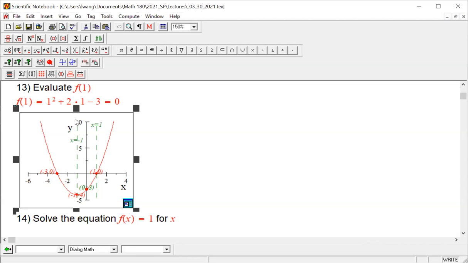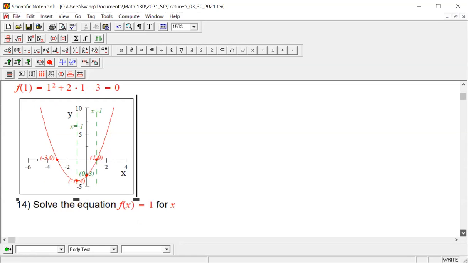Do you follow me? So f of 1 has a geometric meaning. A vertical line, x equals 1, crosses the curve, and the output is 0. So that's (1, 0). Got it? That point is already marked. It just happened to be one of the x-intercepts, right?